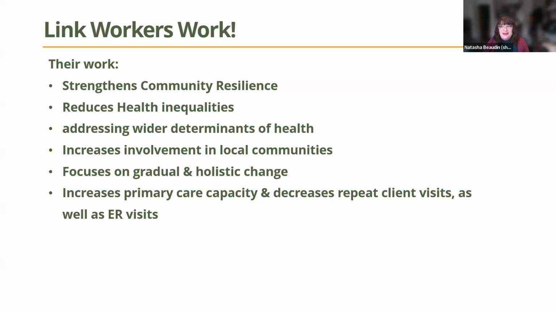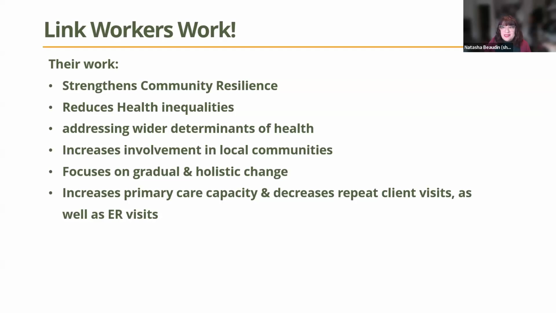And then just a note on link workers. They play a key role in delivering social prescribing by spending time with clients to hear their needs and understand their interests. Most importantly, they shift the focus from what's the matter with you to what matters to you. They take a holistic, community-focused, and evidence-based approach to people's health and well-being to connect them with appropriate community groups.